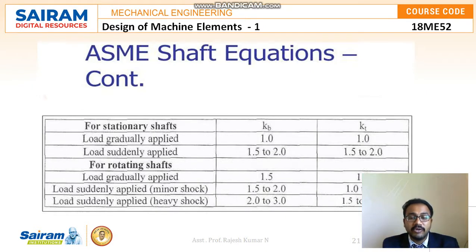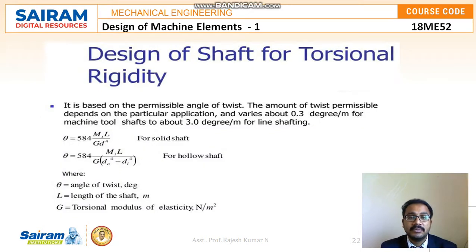This is the table which I took from the design data handbook for the stationary shafts. For kb and kt, for a gradually applied load, kb is 1 and kt is again 1. For a suddenly applied load, the kb value ranges from 1.5 to 2, and kt is the same. For the rotating shaft, with gradually applied loads, kb is 1.5 and kt is 1. For minor shock, suddenly applied load, kb is 1.5 to 2 and kt is 1 to 1.5. And for heavy shock loads, kb is 2 to 3 and kt is 1.5 to 3.